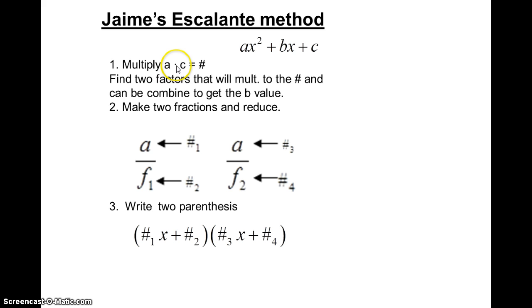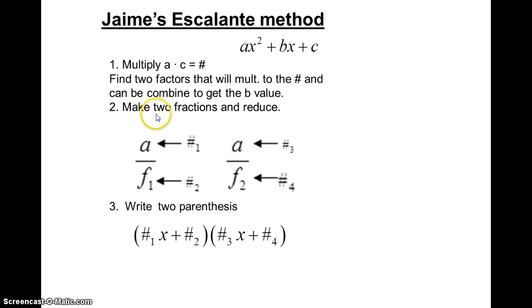When you multiply a times c, the first number times the last number, you might get a negative number, or you might get a positive number. You're going to get some number. Then you find two factors that will multiply to that number and can be combined to get the b value. So you multiply a times c, find two factors that multiply to this number, and can be combined, you add or subtract, to get the b value.